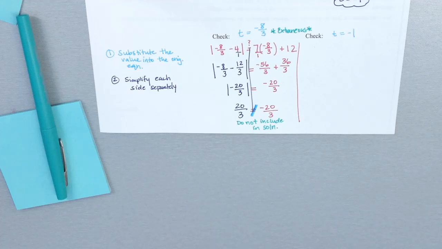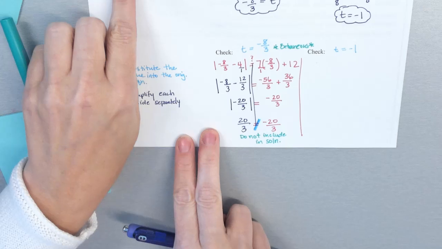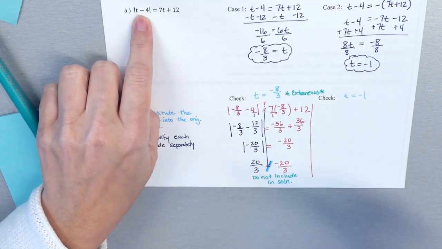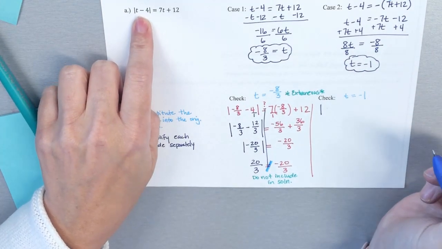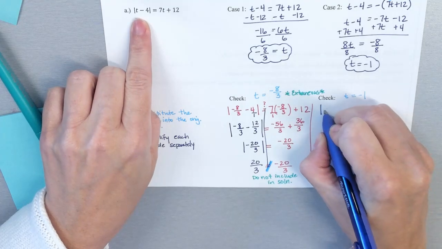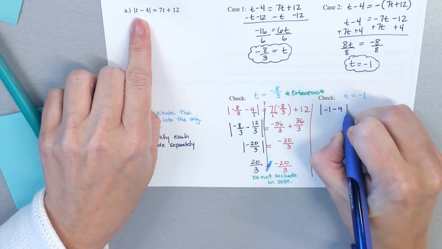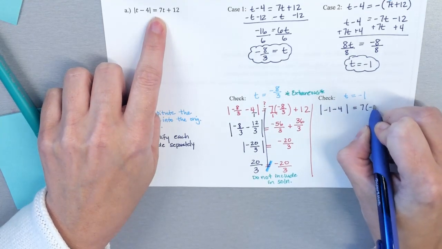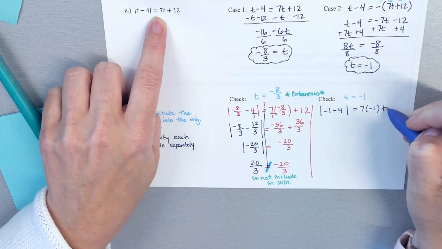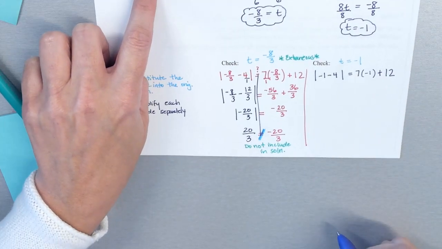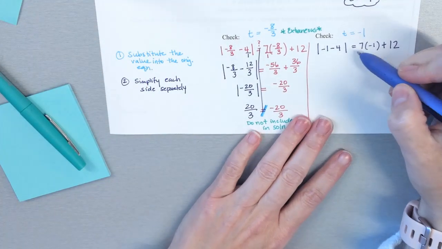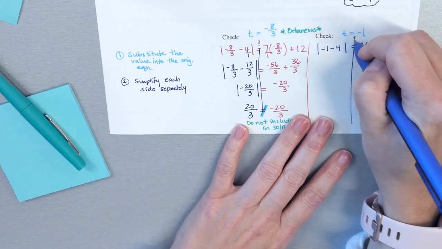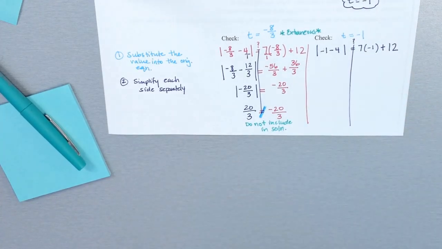Okay, and then we're going to check -1. So again, your very first step is to plug it into your original equation. So you have the absolute value of -1 minus 4, and the absolute value equals 7 times -1 plus 12. Okay, and one of my first steps is always to write this here, because I can't do things back and forth over the line. That would assume it's equal.